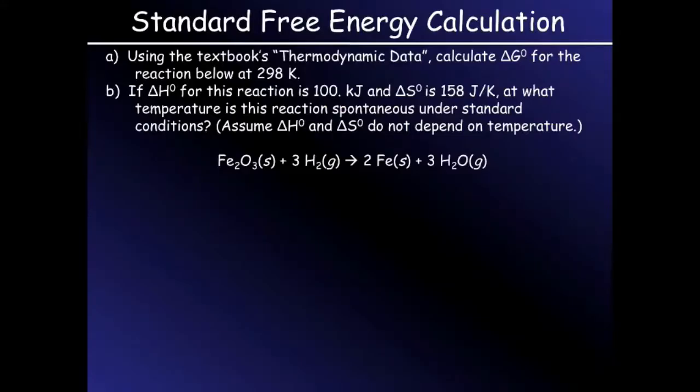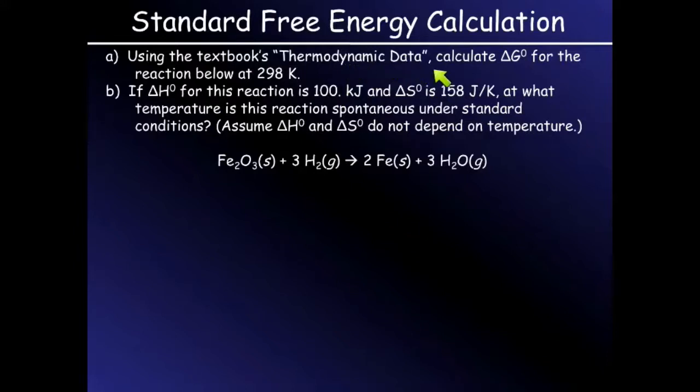So here's a question that reviews several concepts. Using the textbook's thermodynamic data, calculate delta G for this particular reaction. This means we could choose at least two different ways of solving for delta G standard. We could use the thermodynamic data for enthalpy and entropy, and then solve for delta G the first way.